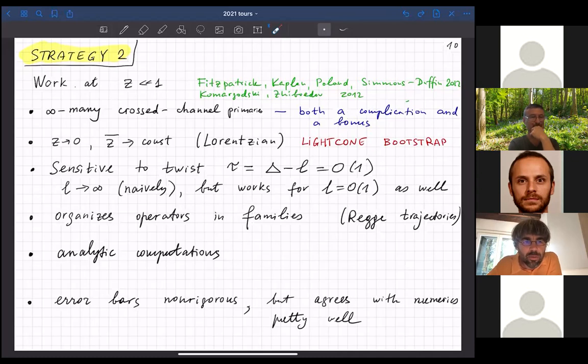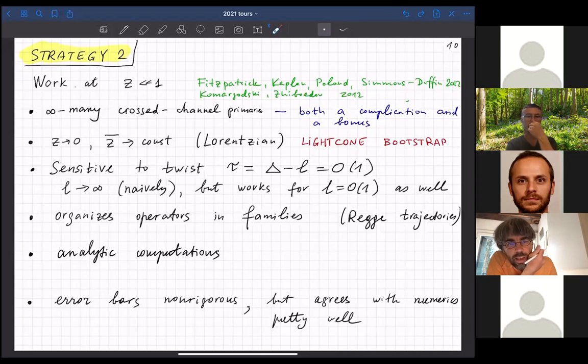And as people might know, in this Lorentzian light cone limit, you are sensitive to operators not at small scaling dimension, like the Euclidean numerical bootstrap was, but you are here going to be sensitive to operators at small twist, which is the difference between dimension and spin. Naively, when this was first proposed, it was supposed to work in the limit of large spin and order 1 twist, but with various improvements, this technique works reasonably well even down to spin of order 1. So it's really nice.